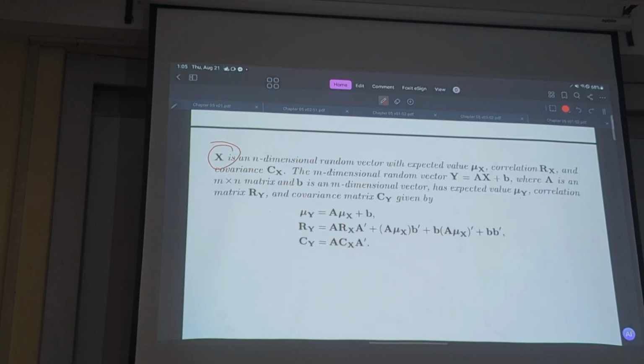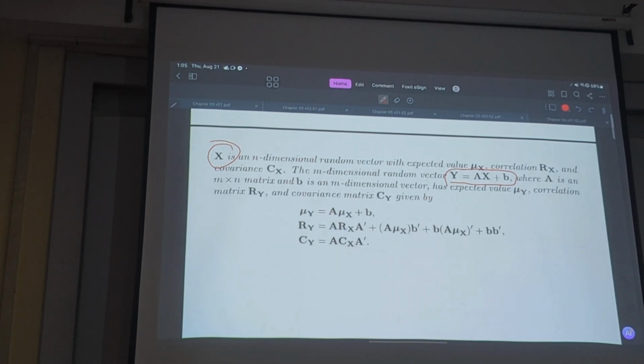x is a random vector and y is a derived random vector. Y is x multiplied by a matrix and added with a vector. Right? What do you mean? Okay?